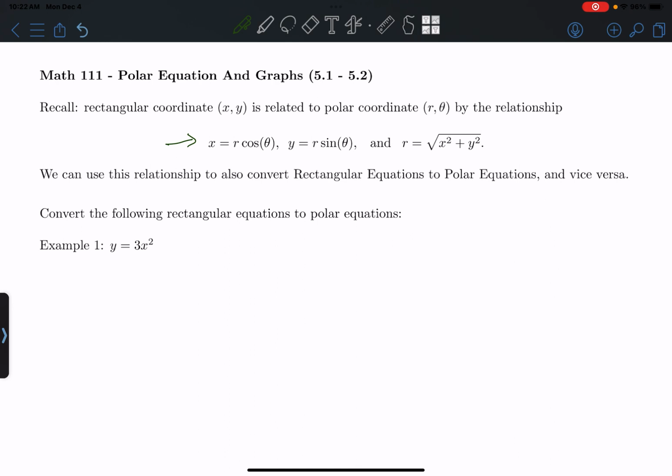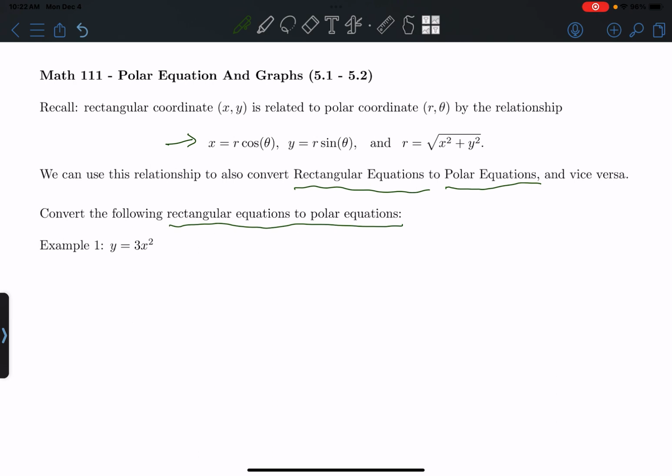equations. And of course, when I say rectangular equation, I mean the equation that uses the rectangular coordinate system, and similarly, polar equation is an equation that uses the polar coordinate system, right? This is just a shorthand way of saying it without sounding redundant. We're going to go ahead and convert from rectangular equation to polar equation first. This is the easier route.